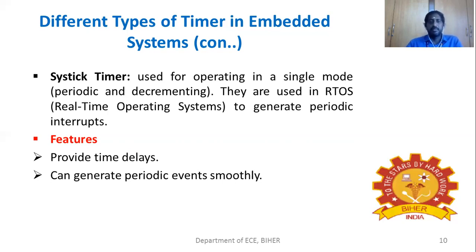A feature of this timer is that it provides time delays. Whenever a time delay is required, it is definitely useful for a real environment system. For example, we can use motors in robotics applications. First, the motors are running in the forward direction. Suppose I want the vehicle to move in the reverse direction, then we need to rotate it anti-clockwise by switching the power. The time duration between this forward and reverse motion can be decided based on the time delays generated by the timers. The other feature of this timer is that it can generate periodic events smoothly.